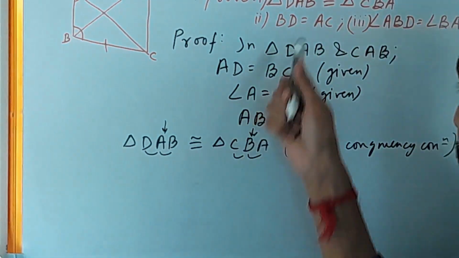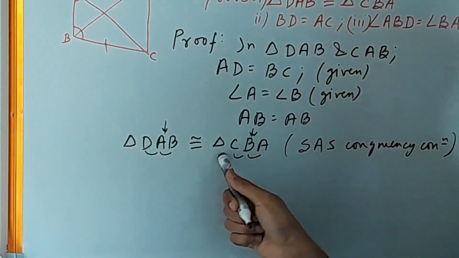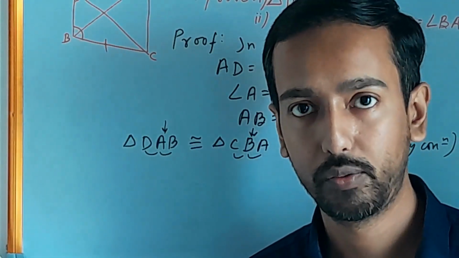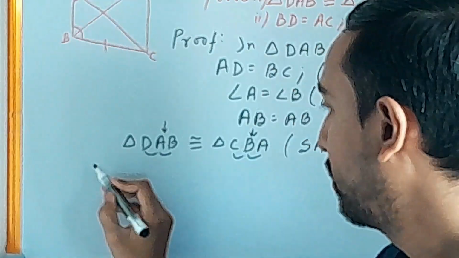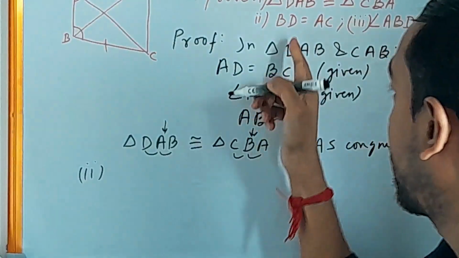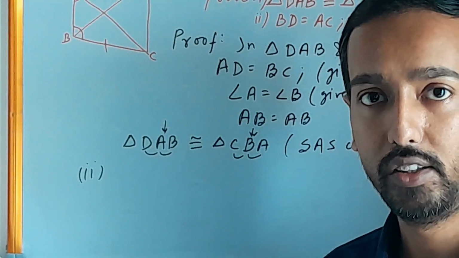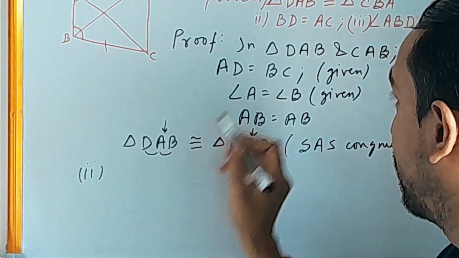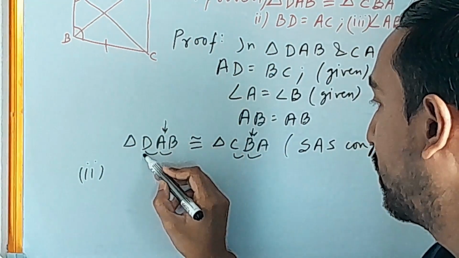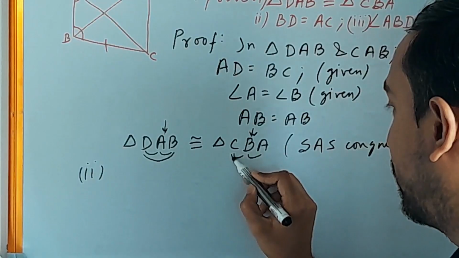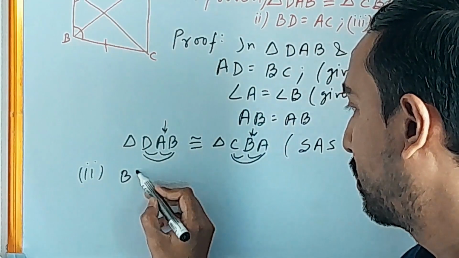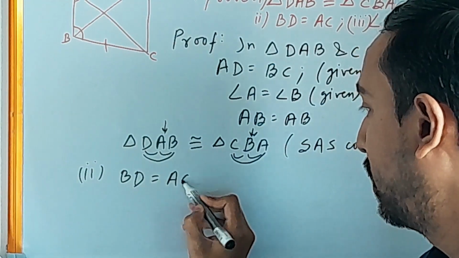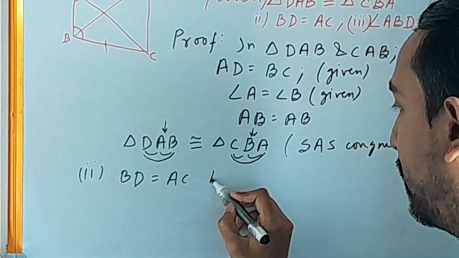It was given to prove that triangle DAB is congruent to triangle CBA. So we have already proved the first part. Now let's move on to the second part. In the second part, we have to prove that the side BD is equal to AC. Now if we look at the two congruent triangles, we can easily see that this BD side is equal to this AC side. And this is proved by CPCT.